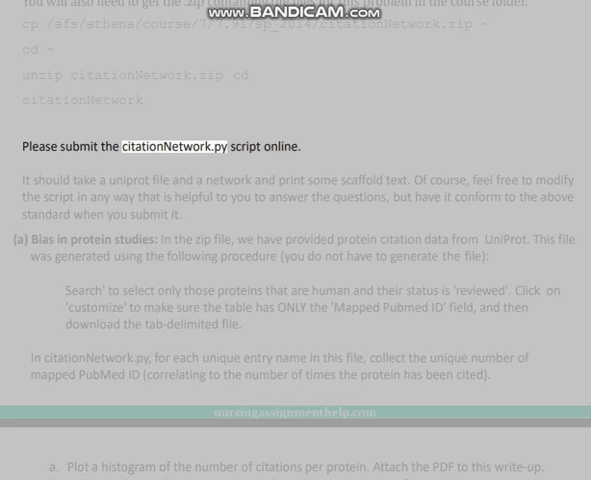Please submit the citationNetwork.py script online. It should take a uniprot file and a network and print some scaffold text. Of course, feel free to modify the script in any way that is helpful to you to answer the questions, but have it conform to the above standard when you submit it.